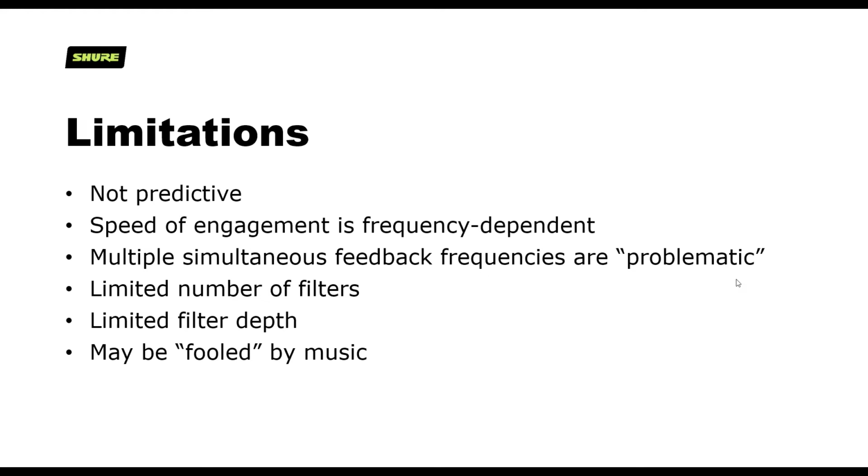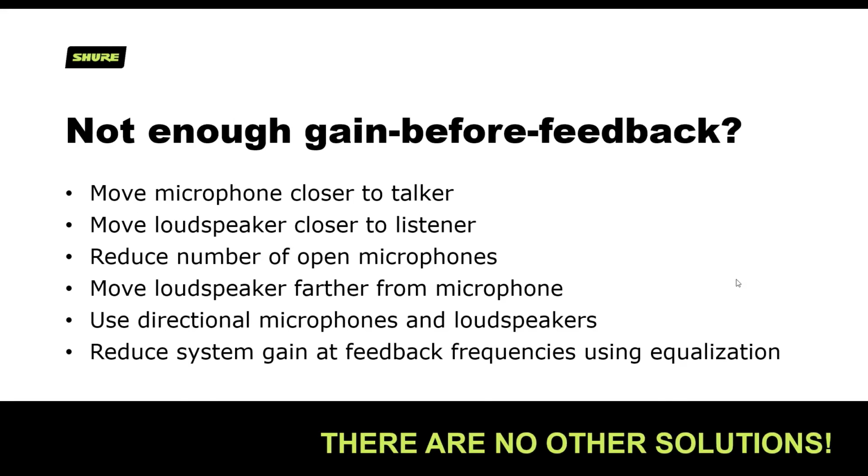And just like with automatic mixers, musical program material can fool a feedback eliminator. So if you are going to use one of these devices, it's often good to run it before sound check or during sound check, but then lock it so that it doesn't try to deploy frequencies that might be coming from the music that the device thinks is actually feedback. So they are a useful tool, but again, they're certainly not the be all end all.